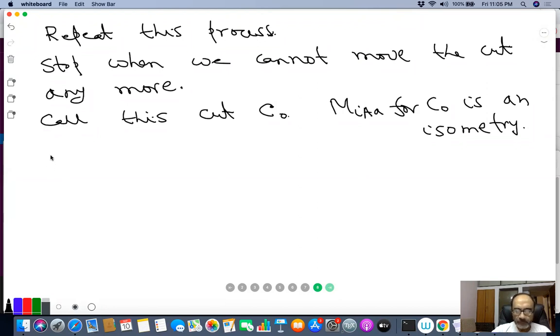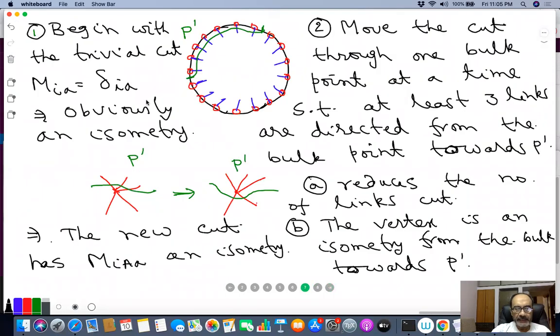Sir, sorry. When you say we stop when we cannot move the cut anymore, do you mean that property 1 is violated, that it will increase the number of lines? Exactly. You will not have any more vertices of this kind. We'll have 1 or 2 lines coming out, and 3 or 4 lines on the other side. Okay, if that happens for all of the vertices, then you cannot move the cut, right? Right.